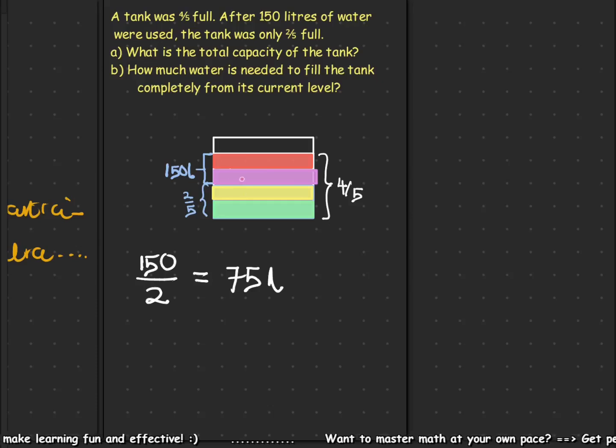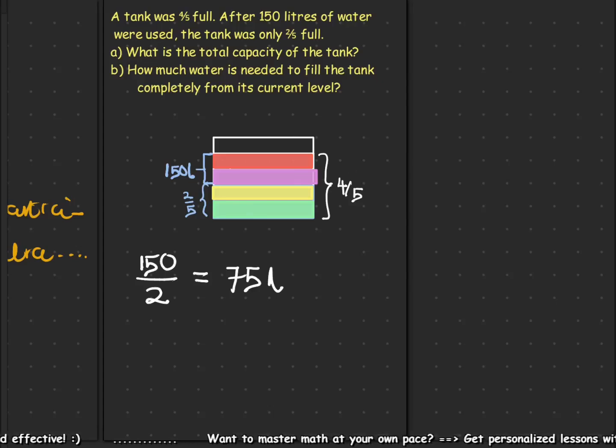That is why this 75 plus this 75 give us what? The 150 we have over here. So if each portion is 75 liters, what is the total capacity? The total capacity, we are just going to multiply 75 by what? 1, 2, 3, 4, 5. Because there are 5 portions. This here included. You see?